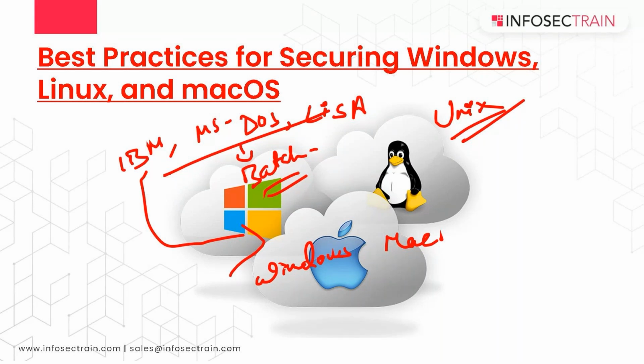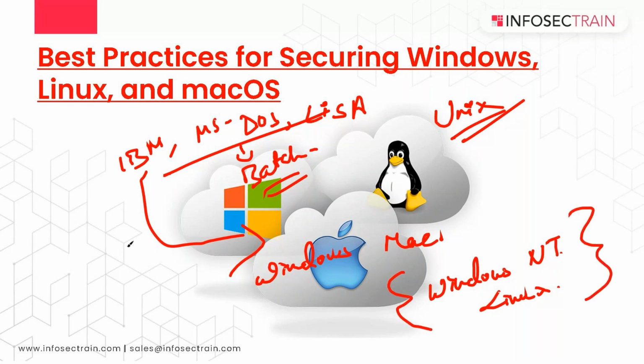After that, we had Windows NT, and it was a network operating system. We had Linux. These are the network operating systems, the servers we are having. And after that, we have some real-time systems also.